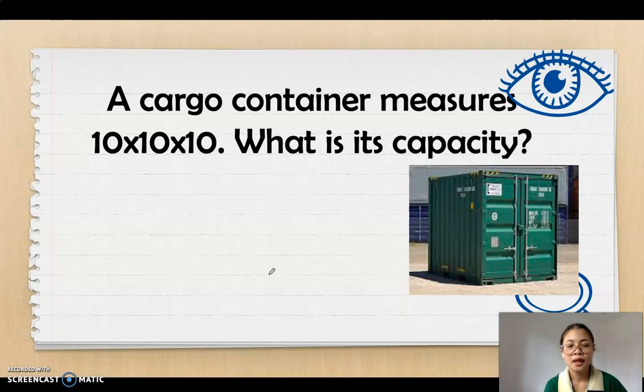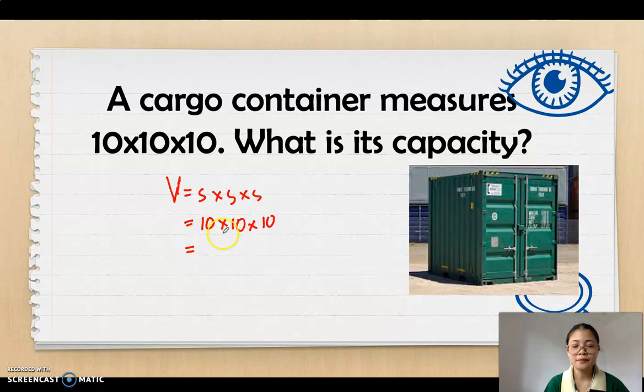Last example. A cargo container measures 10 by 10 by 10. What is its capacity? So when you say capacity, it's also the volume, and as you can see in the given measurement, it has the same measurement as the length, the width, and the height. Therefore, it is a cube. So following the formula, volume equals S times S times S. We have 10 times 10 times 10. So when you multiply 10 times 10 times 10, you will get 1,000.